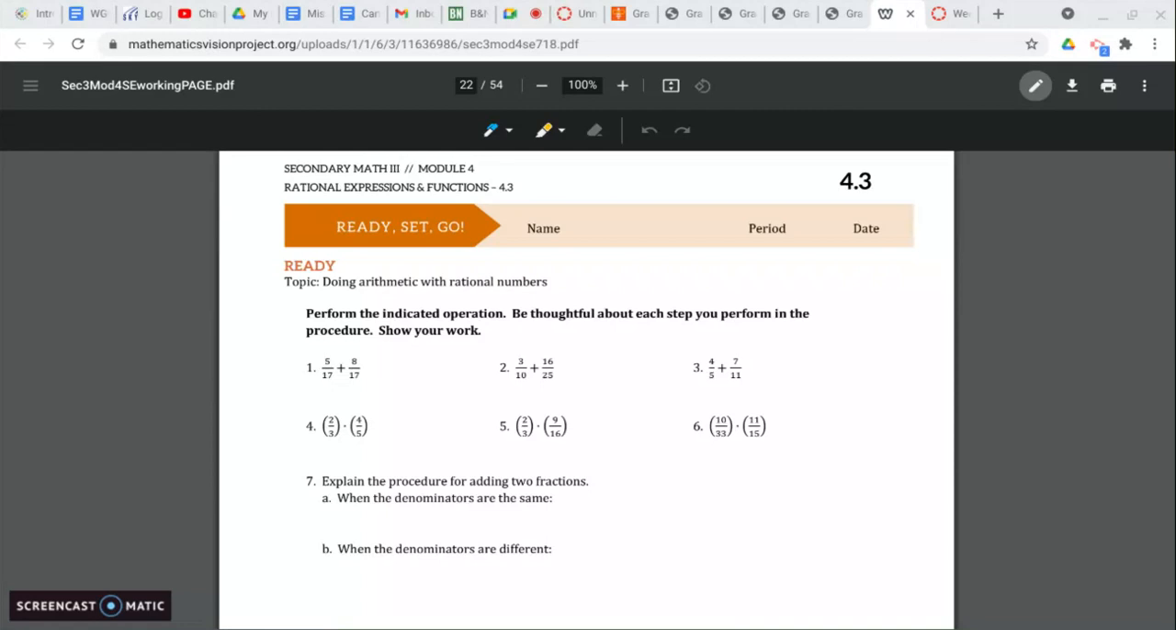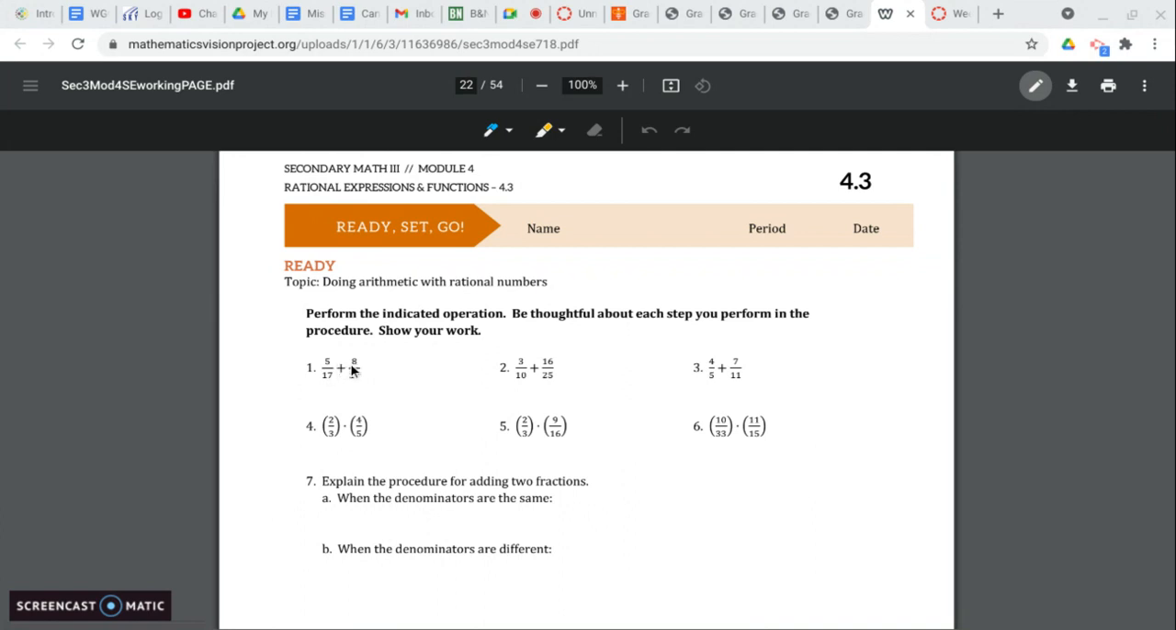So what we're looking at here is we want to perform the indicated operation and be thoughtful about each step we perform in the procedure. So we're looking at fractions. Sometimes we're adding, sometimes we're multiplying. Now remember, when we add fractions, we have to have a common denominator. So on number 1, we can just add them as is.